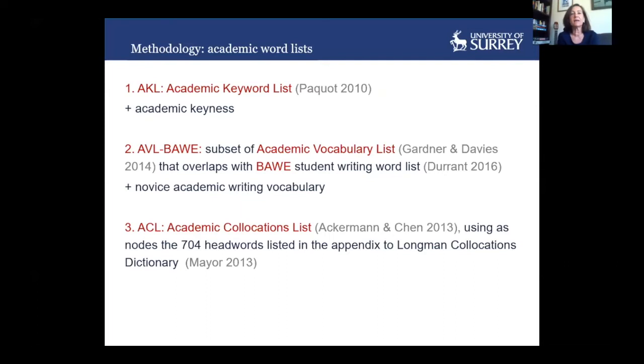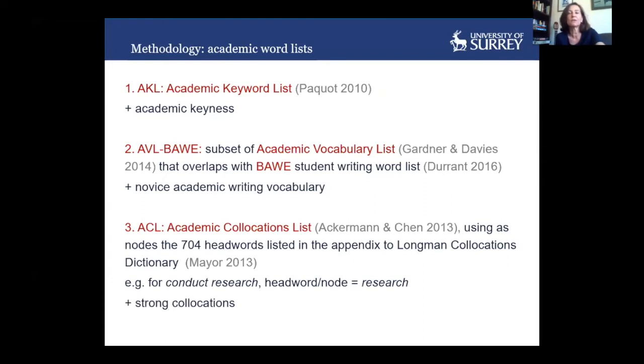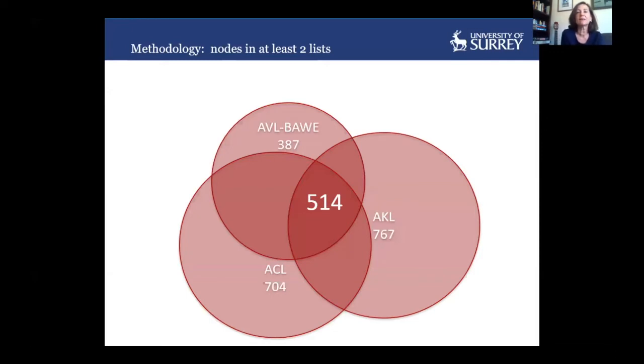And we used the ACL, the Academic Collocations List, developed by Ackermann and Chen, using the 704 headwords that are listed in the appendix to the Longman Collocation Dictionary, which I already mentioned. So for conduct research, we use the node research. And its emphasis is obviously, from the way it was extracted, on strong collocations. So we looked at how the lists intersected and we found that nodes intersecting in at least two lists gave us a total of 514, which was very close to our target. So we were very happy about that.